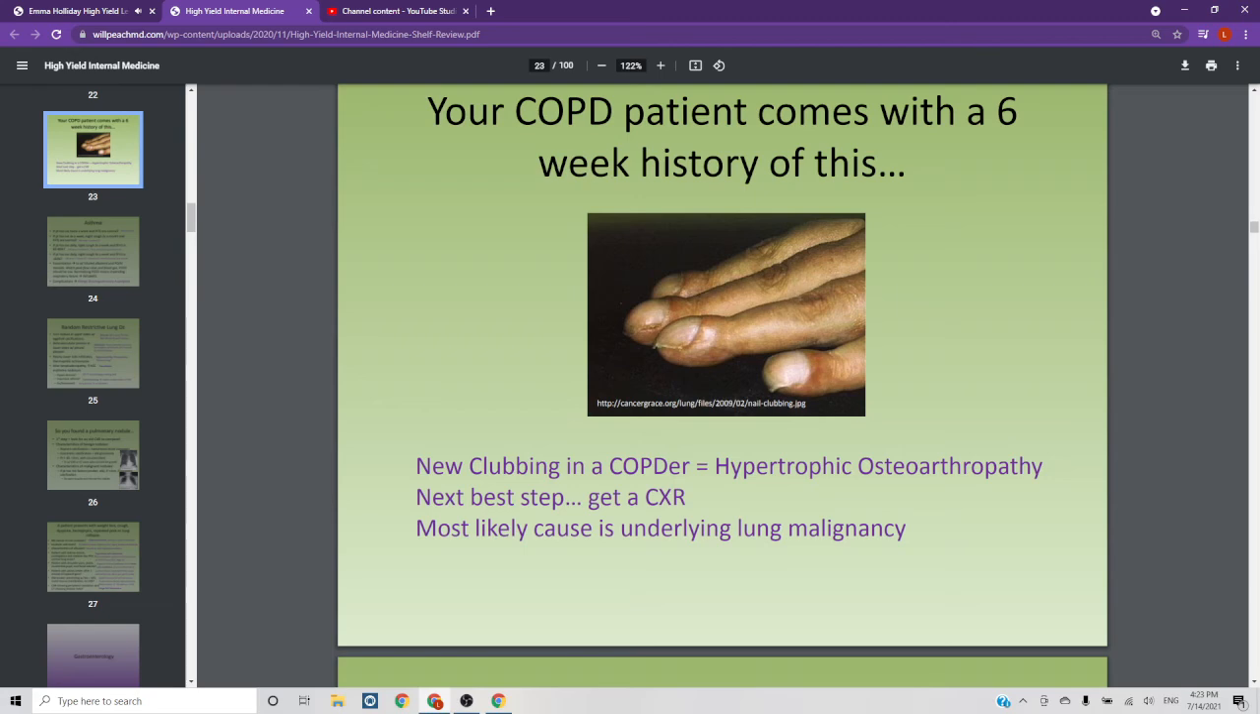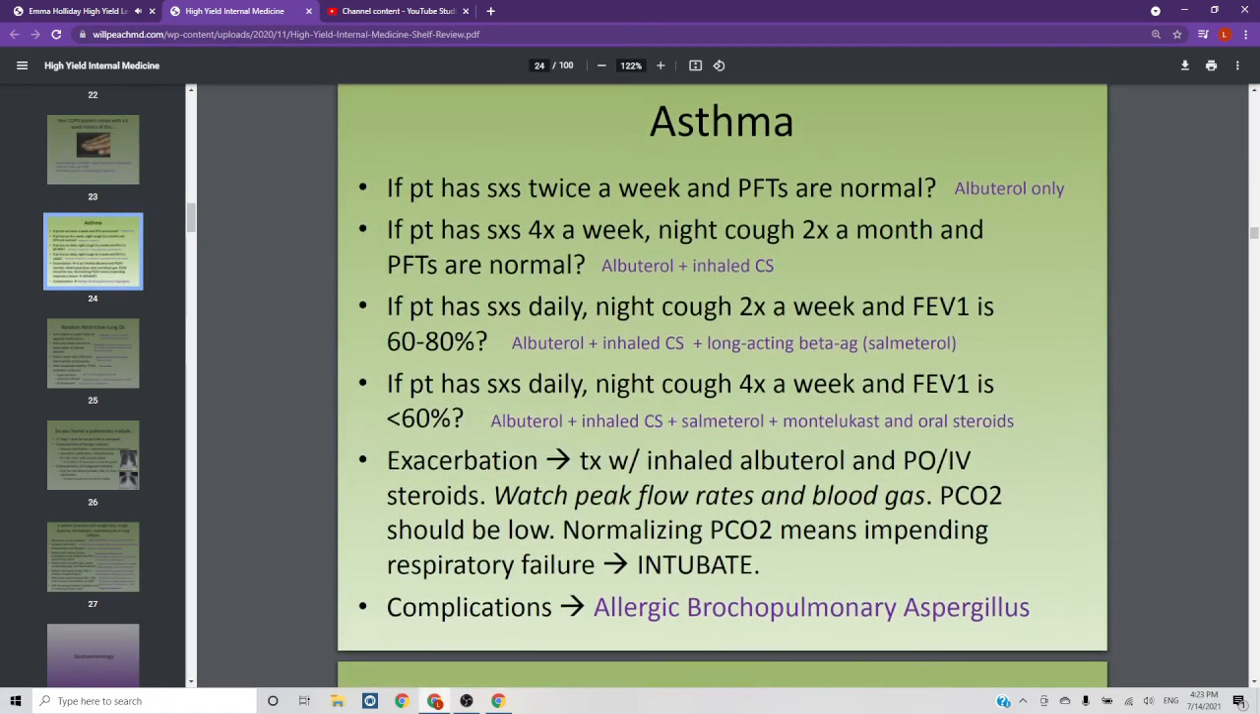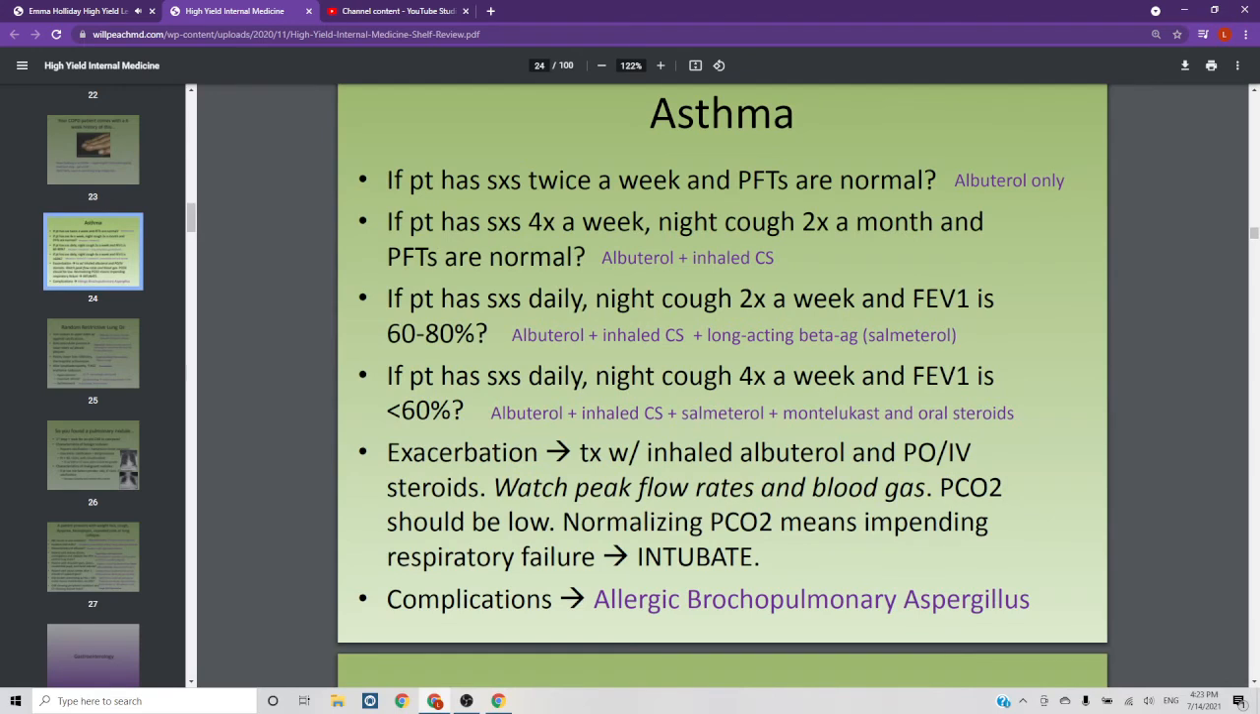All right. So for asthma, if your patient tells you they have symptoms twice a week, but their PFTs are normal, how bad is their asthma? What type of asthma do they have? Mild intermittent. And so they get albuterol only for treatment, just a rescue inhaler. They don't need any kind of daily treatment.